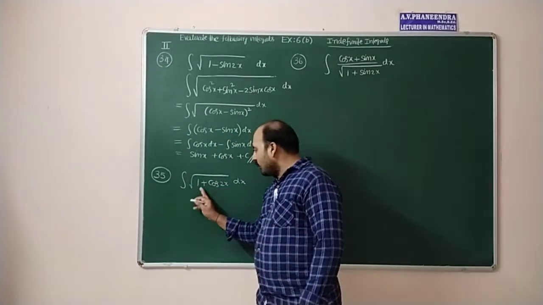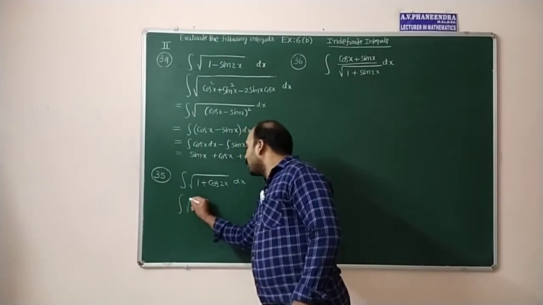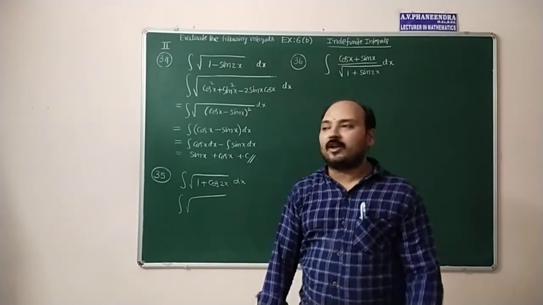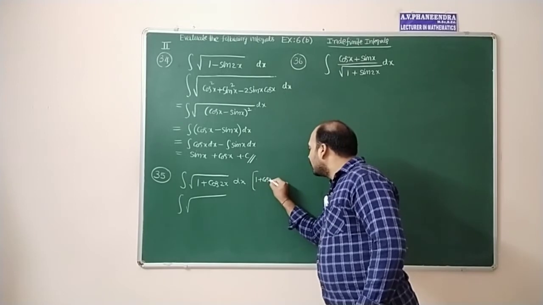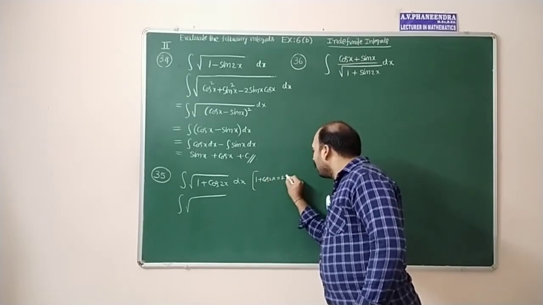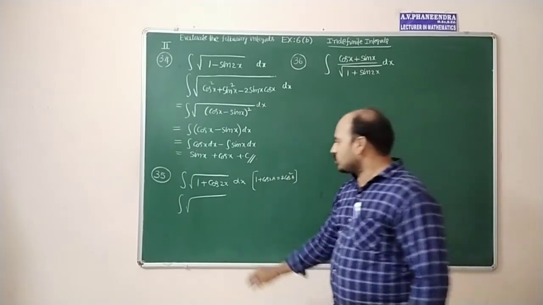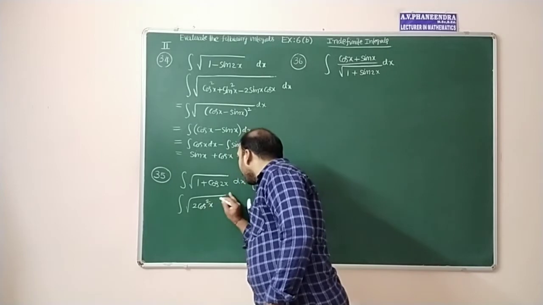Integral square root of 1 plus cos 2x into dx. Integral square root of 1 plus cos 2 theta, 2 cos square theta. We have the formula: 1 plus cos 2a is equal to 2 cos square a. So here, 2 cos square x into dx.